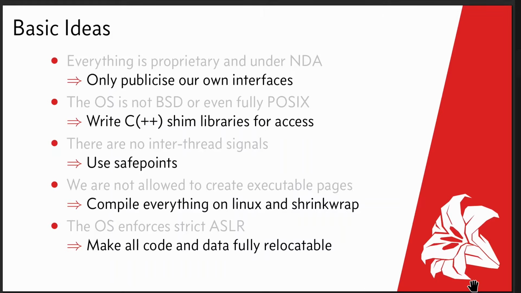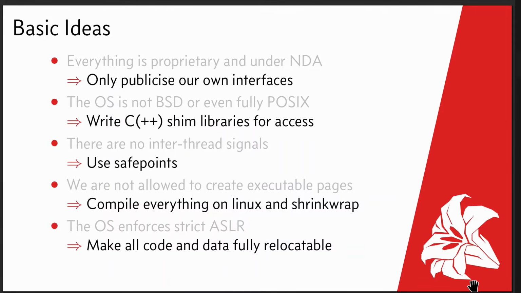For the GC stuff, well, we have to do safepoints because we don't have inter-thread signals. On Linux, these signals are used for the garbage collector to stop the world when you have a multi-threaded SBCL program. But actually on Windows, we don't have inter-thread signals either. So there's an existing safepoint mechanism. But this isn't enough. There are more problems, and we'll talk about that later, because it's not that easy.